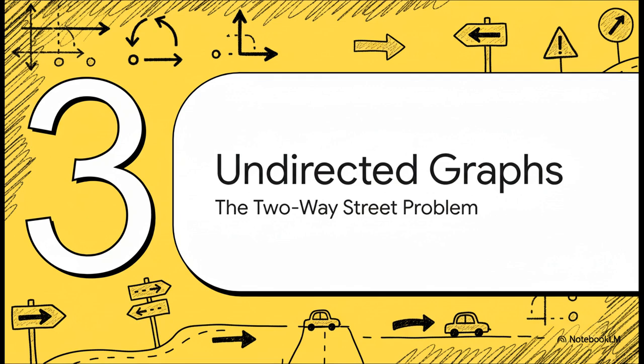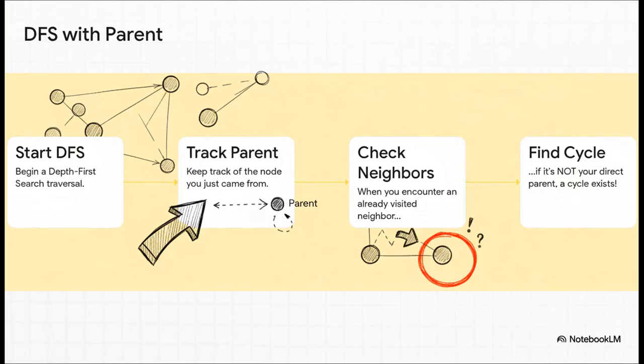We need a much smarter check. So for these two-way streets, we can still use DFS, but we add one clever little trick. As we explore, we just remember the node we just came from. We'll call it the parent. So when we're at a node, looking at its neighbors, if we find one we've already visited, we ask a simple question. Wait, is this the node I literally just came from? If the answer is no, bingo, we found a cycle. It means we found a different way back to a node we've already seen.